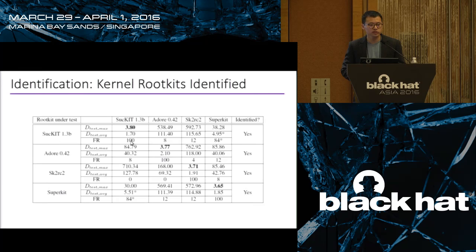Another indicator you can see is the vector comparison, the fitting rate. If the fitting rate is 100%, that means all the points fit together, meaning all the event and syscall signatures fit with each other, right? If it is a different rootkit, for example this one, you'll see that the fitting rate is really low.